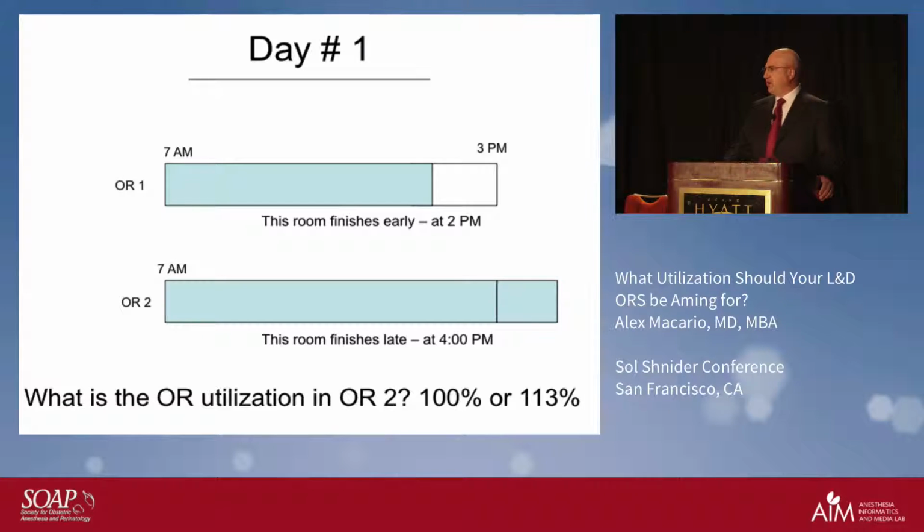Let's say you work at an L&D suite that has 2 operating rooms. They're both scheduled from 7 to 3. And you go to work on Monday, and when you leave, you realize that the first room had a bunch of cases and turnovers, and it got done at 2, meaning there were staff assigned to be in that room till 3, but the room finished early. And then in the other room, there were staff that were scheduled to be there till 3, and that room finished an hour late. So the question then becomes, what is the OR utilization in OR2?